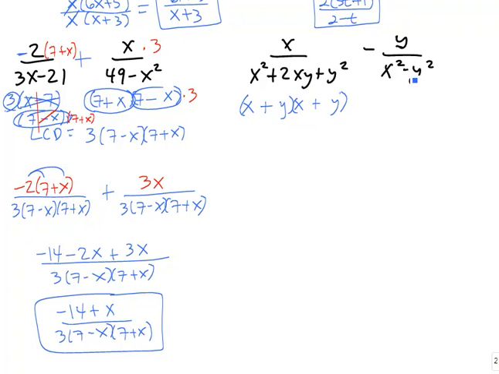For the second denominator, we have a square minus a square. So this is a difference of squares pattern. So we need an x and an x, a y and a y, but one of them is plus and one of them is minus.